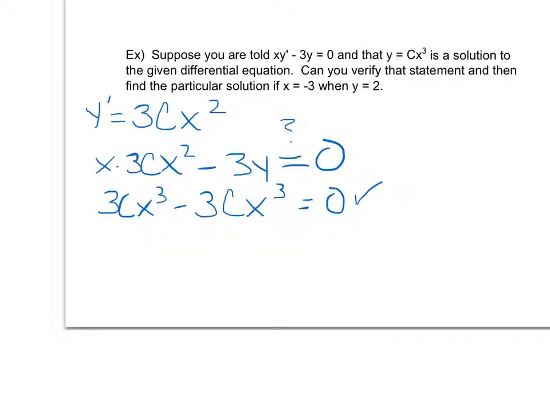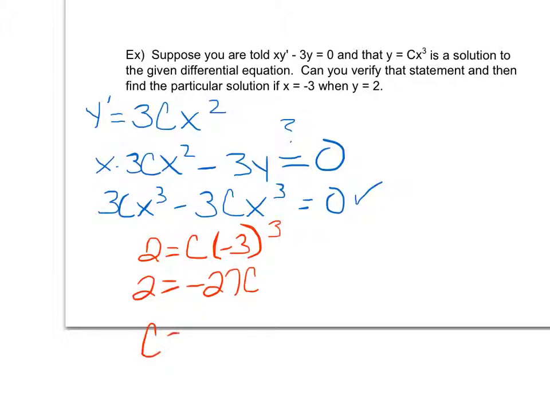Now, finding a particular solution, we have done this before. Remember, what I'm going to do here is solve for c. That's what it means to find my particular solution. So I'm going to go ahead and plug -3 in for x and 2 in for y, giving me 2 equals c times -3 cubed, which is 2 equals c times -27. So c equals -2 over 27, and my particular solution is y equals -2/27 x cubed.